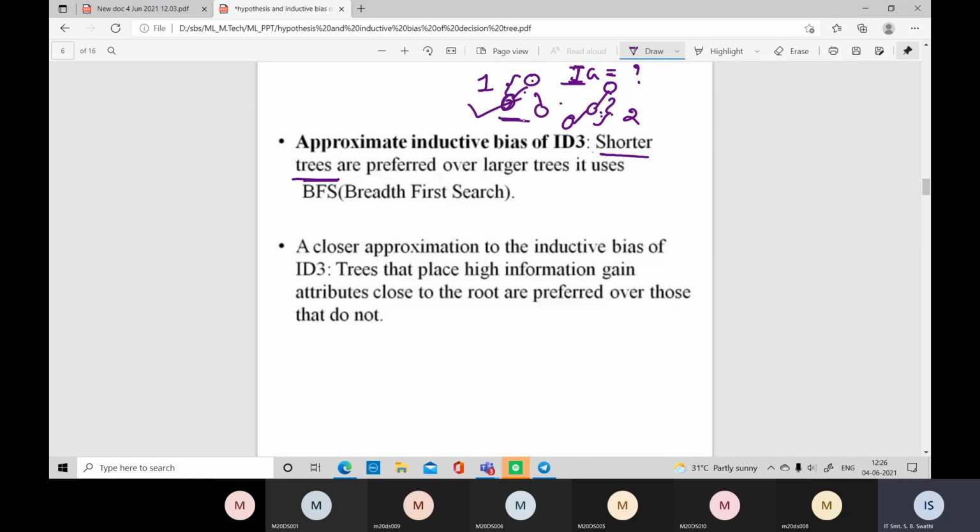Why like this? Because it will be easy for the model to present the solution. It will take very little time to present the solution when shorter trees are taken. The solution will be extracted in very little time, and it will be very simple.